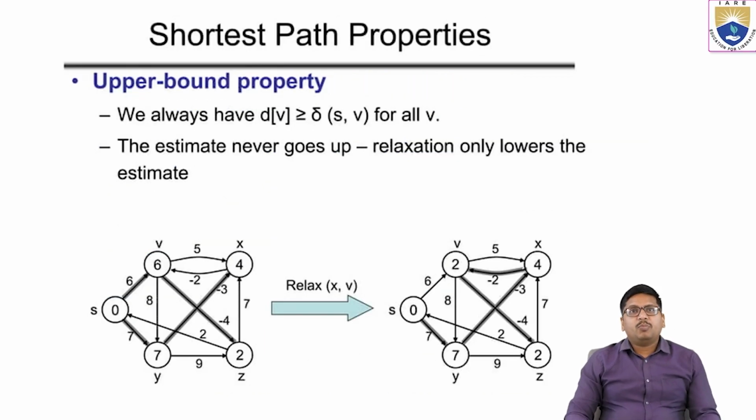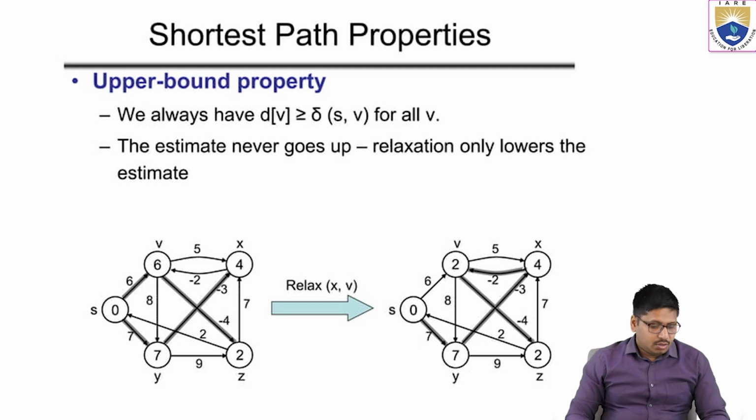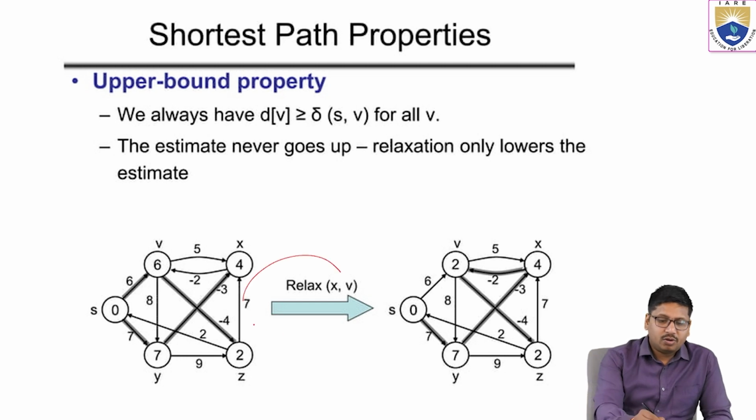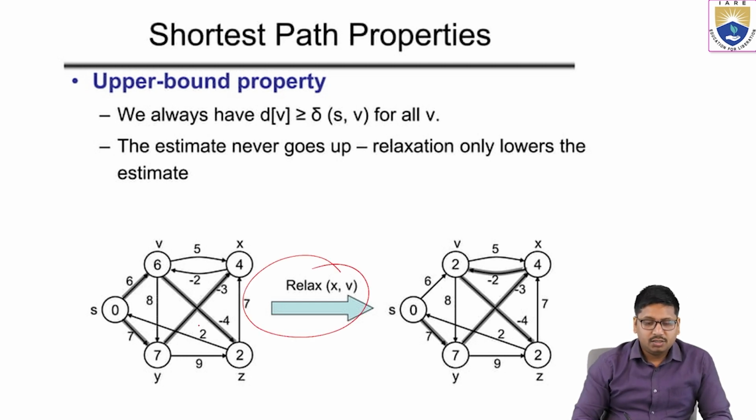So shortest path properties. We always have different kinds of properties, like the upper bound property. So if I relax (x, v) in this case, then I am able to relieve this. So after relaxing, we're going to get this.